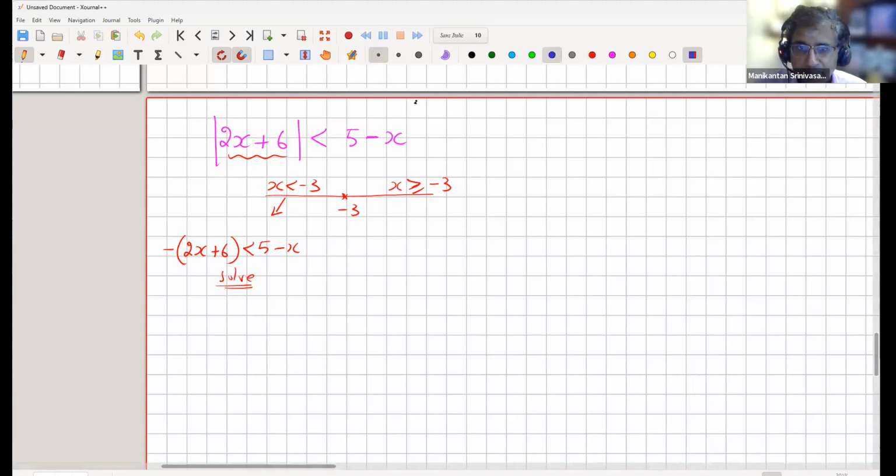Similarly, on this side, where x is greater than or equal to minus 3, 2x plus 6 will be positive. Therefore, the problem is just 2x plus 6 is less than 5 minus x. And then solve it normally. So let's solve both of them.